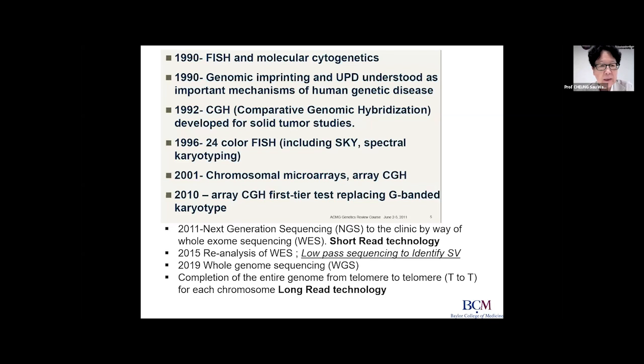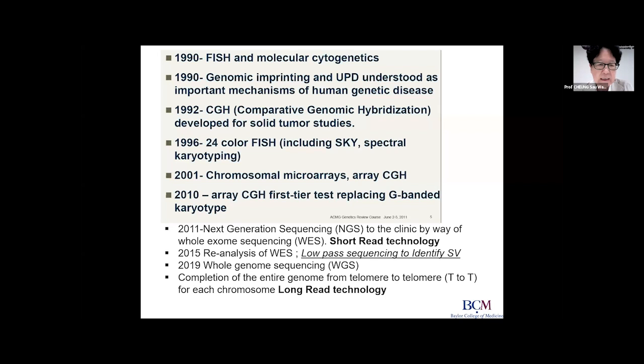In 1992, they developed a technique called comparative genomic hybridization. Basically, the patient DNA and control DNA are mixed together and co-hybridized to the metaphase chromosome to see if there are any changes. This is very commonly used in solid tumor studies.